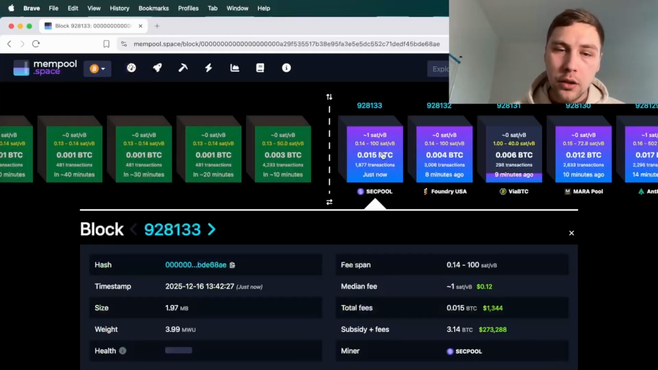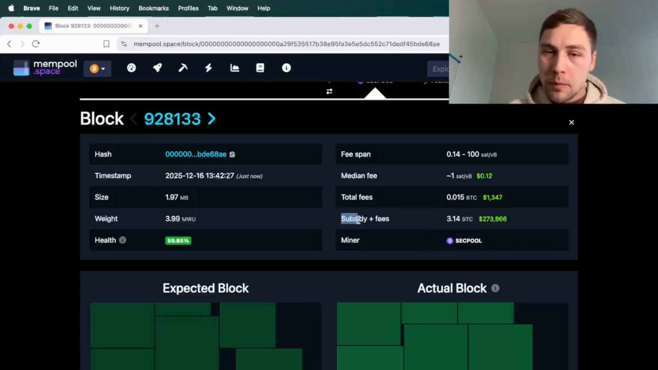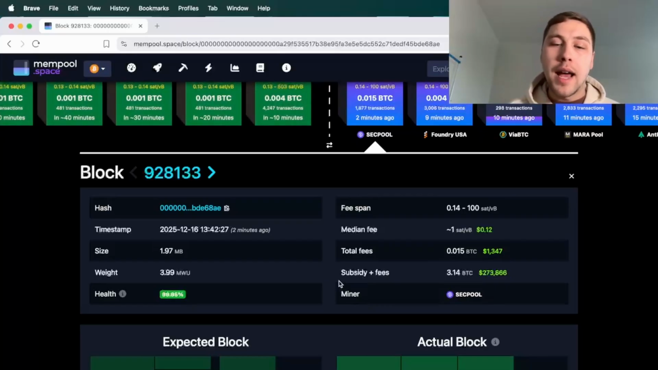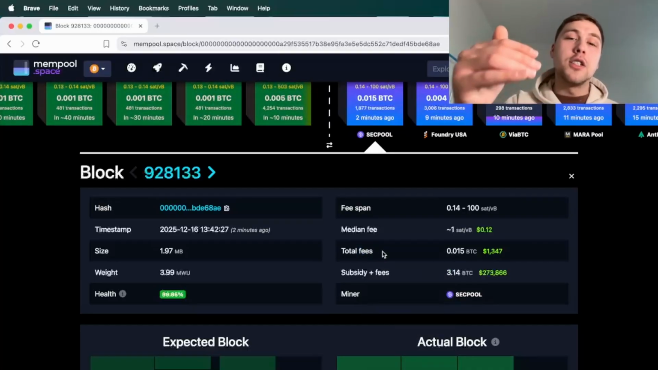Then you can click on the block and you can see the subsidy, basically meaning the reward of the Bitcoin. At the moment, it's 3.15 Bitcoin. That's how much you get for mining a Bitcoin block. Also, keep in mind, every time a miner mines a block, they get the subsidy, and then they also get the fee, because whenever you send a transaction, you pay a fee. This is where your fee is going.